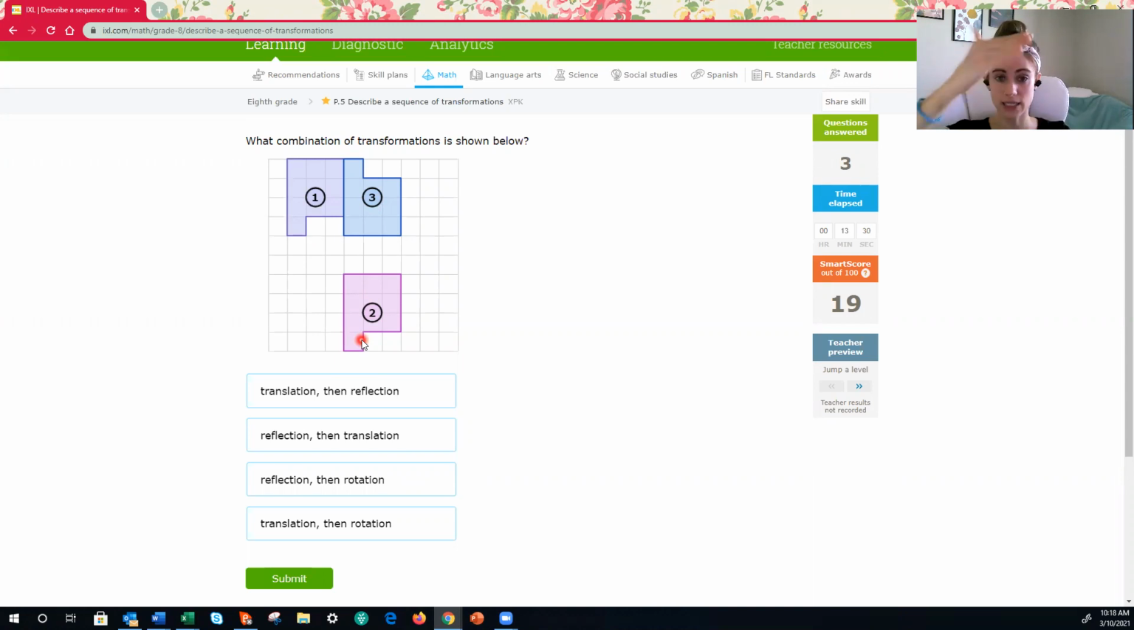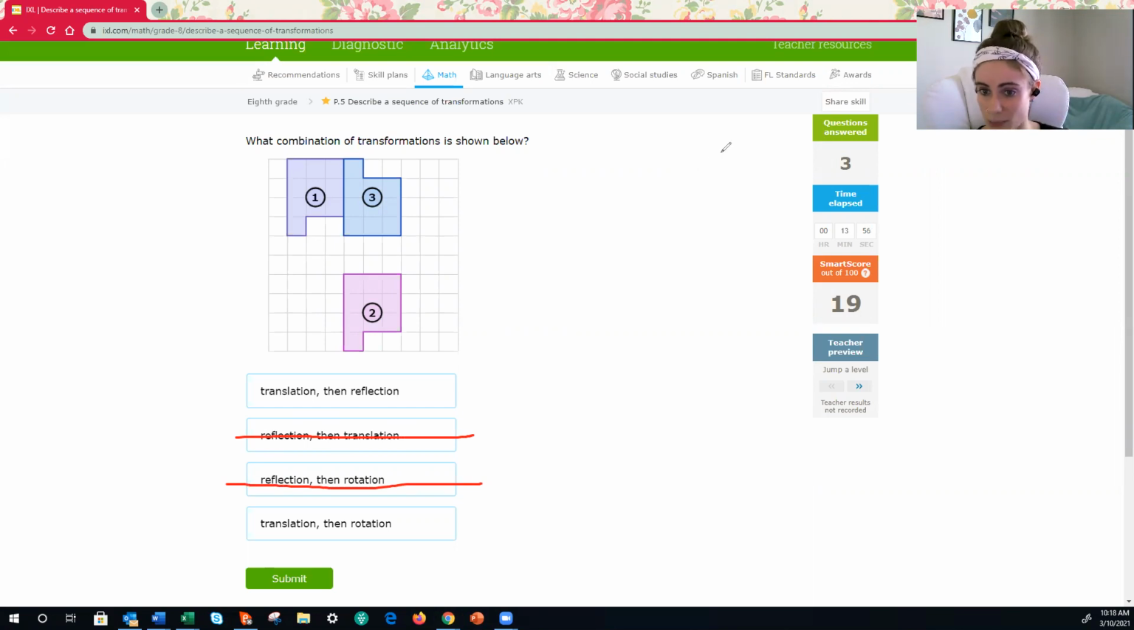Because if it's reflected, it's going to flip. If it's rotated, it's going to turn. But from 1 to 2, my shape just slid. It just translated, it slid down. That allows me to eliminate a couple answer choices. I know the first one's a translation, so anything that doesn't say that can be nixed out.